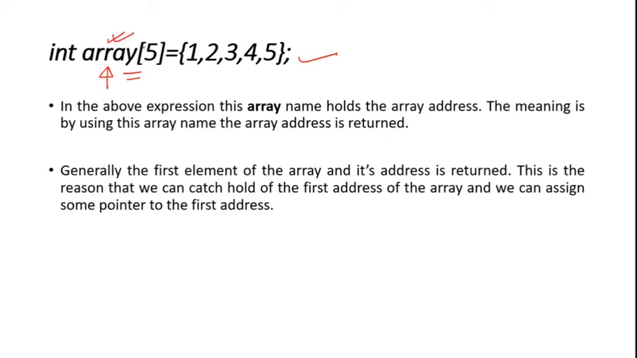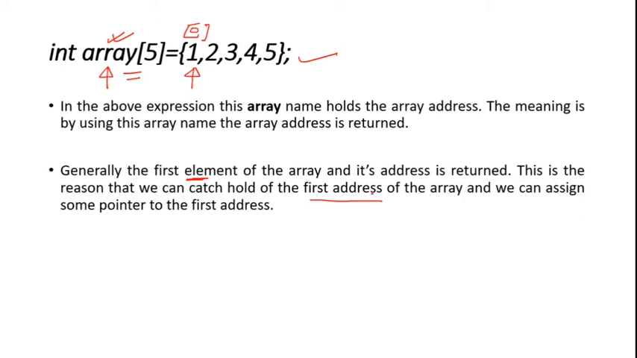The array name has a lot of significance in the case of single-dimensional, two-dimensional and three-dimensional arrays. Normally, with the array name the first element's address is returned. So this is the 0th position, and this 0th position's address will be returned with the array name.